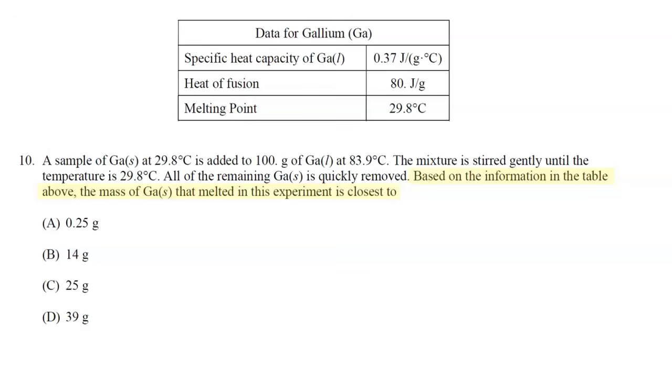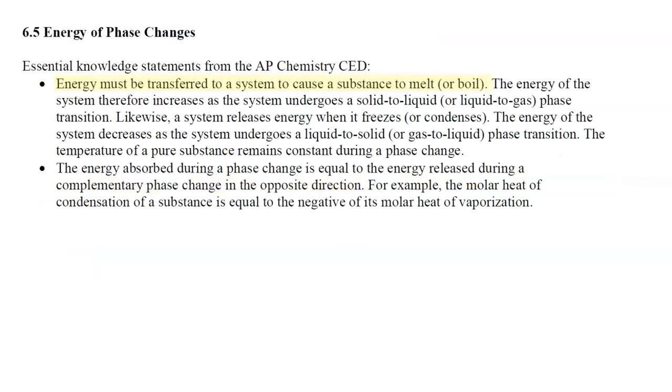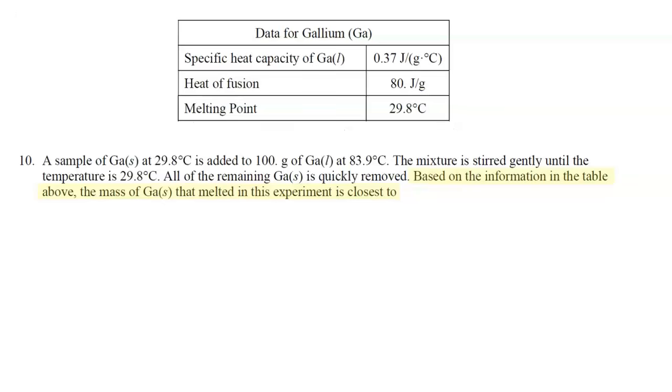So this question falls under topic 6.5, energy of phase changes. So there was definitely a phase change that occurred in this experiment in that a sample of solid gallium melted when it was added to a sample of liquid gallium that was at a higher temperature. So the energy was transferred, and that caused the substance to melt. I think it might be easier if I can show you a simple diagram for what occurred during this experiment.